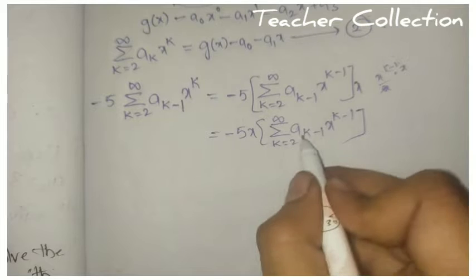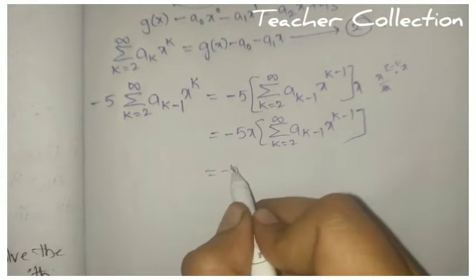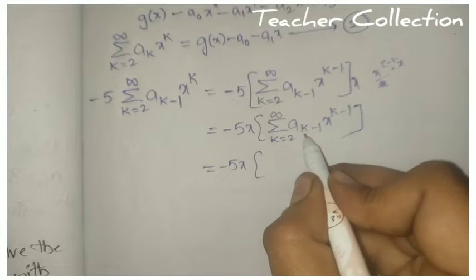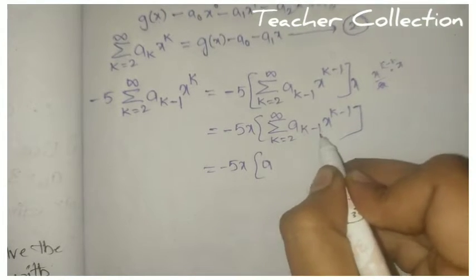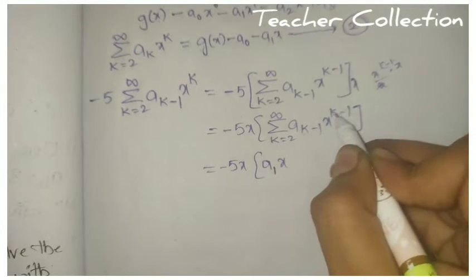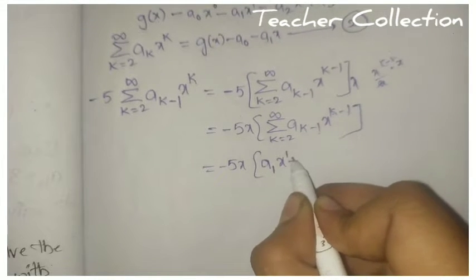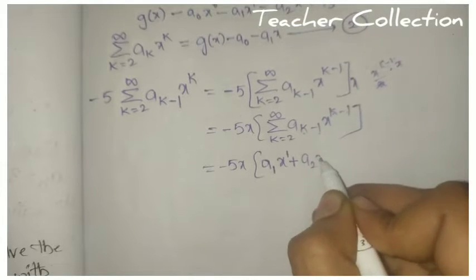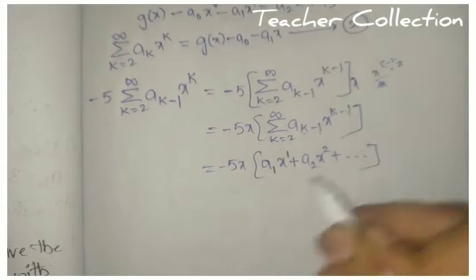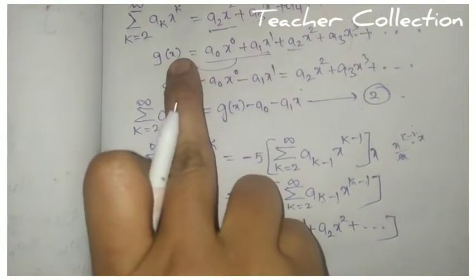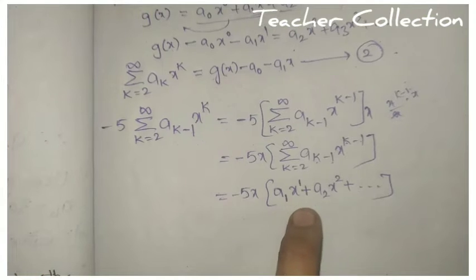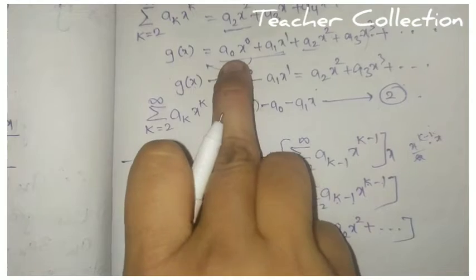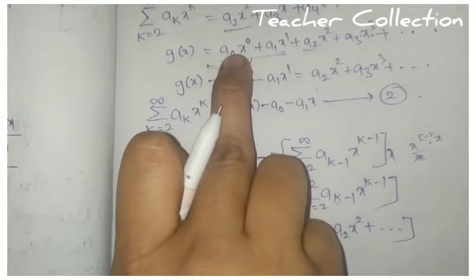Now I am simplifying this one. Minus 5x into, first we will substitute k equals 2. So we will get a_(2-1), which is a1, and x^(2-1), which is x. Then for k equals 3, 3 minus 1 is 2, a2 x^2, and so on. Here in g of x, it is starting from a1 x plus a2 x squared, like that. So in g of x, the a naught x^0 term is not there.